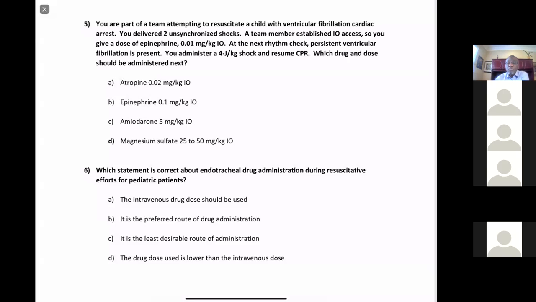Can someone mute the microphone? It's a lot of echo.